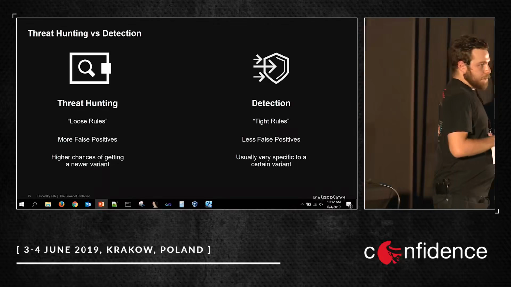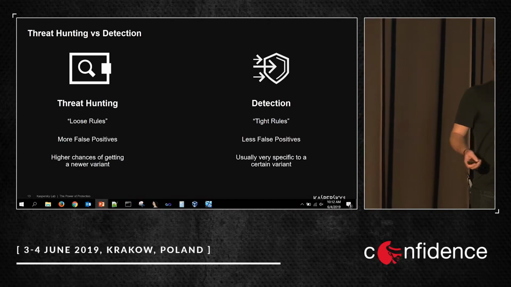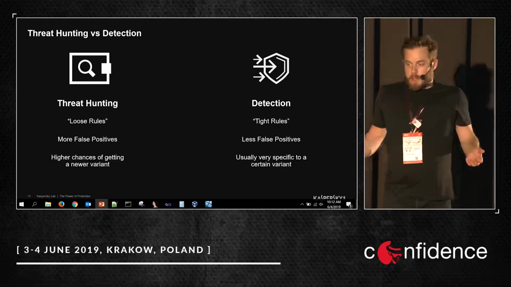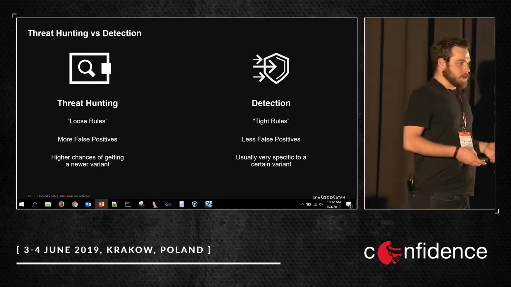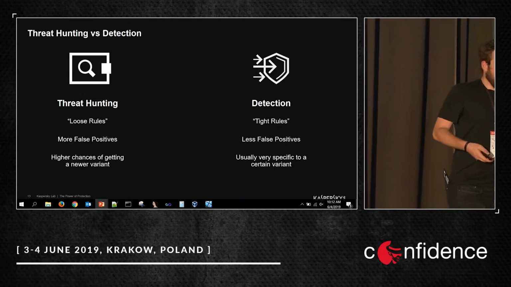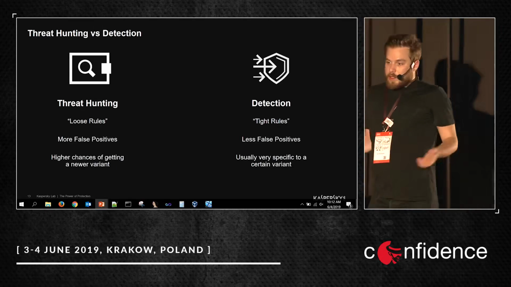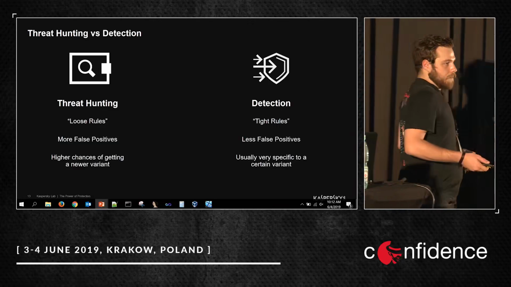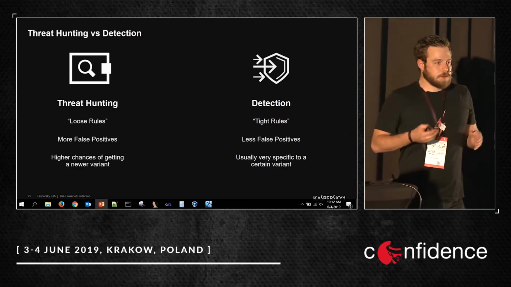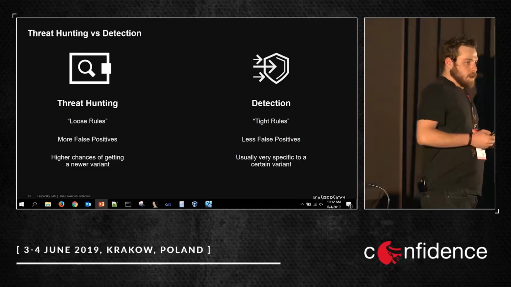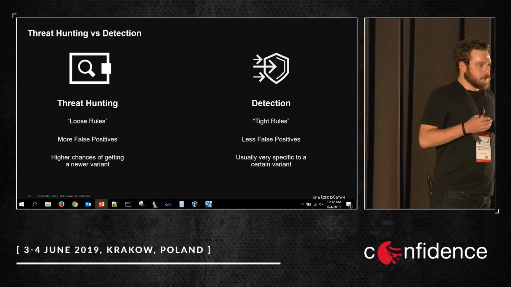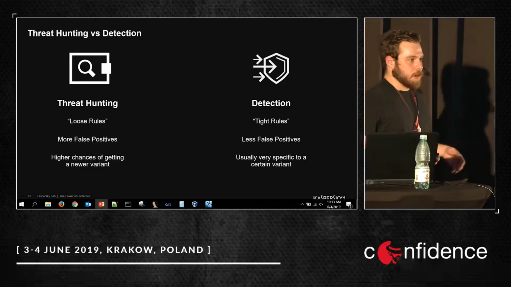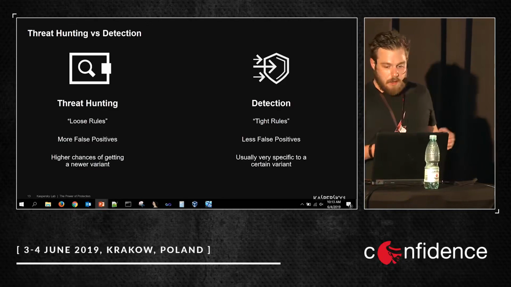I can tell you this from being at a startup, and the only thing I was able to search YARA rules over was VirusTotal. And I managed to find APTs and name the malware just by building these rules. The other thing you can use YARA for really is detection. But these are tight rules. These are rules meant to detect certain variants, and they're more specific. That's maybe if you want to scan computers on your network and detect a certain variant of a malware.